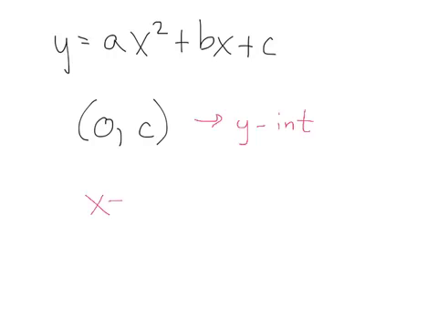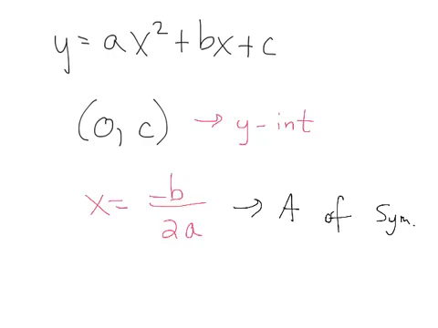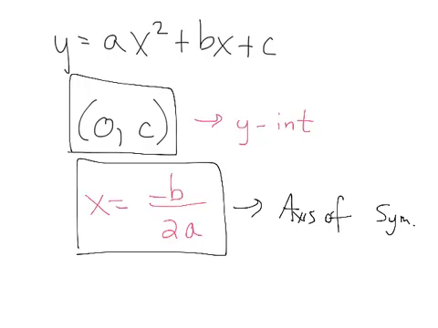What is this? Axis of symmetry. This is your axis of symmetry. Now, how is that related to vertex form? What's the axis of symmetry in vertex form? In vertex form, x equals h, yeah. So this is your axis of symmetry in standard form, and here's your y-intercept. Remember that the axis of symmetry in vertex form is just x equals h.